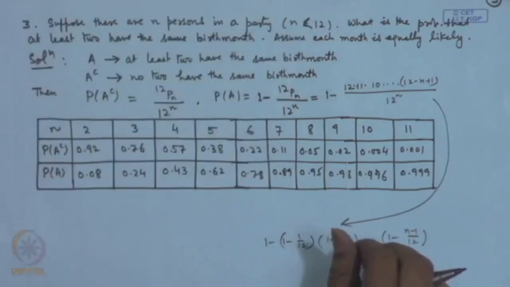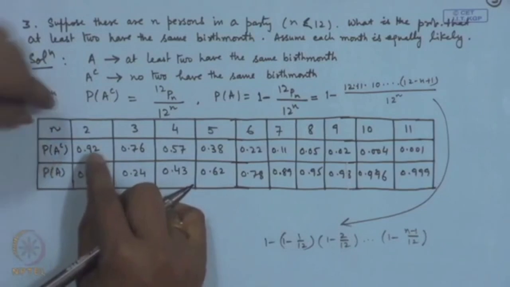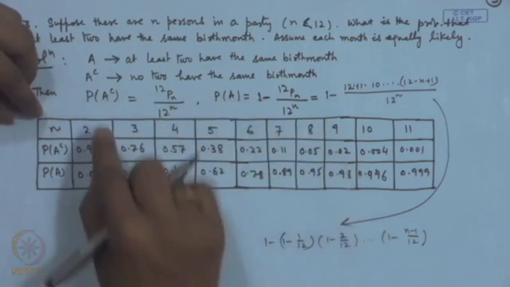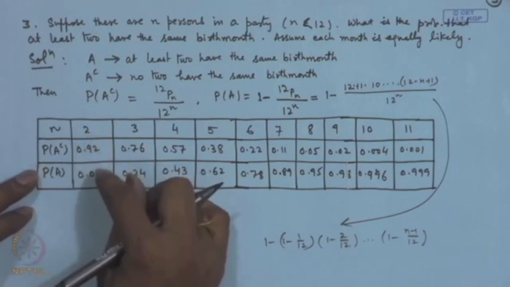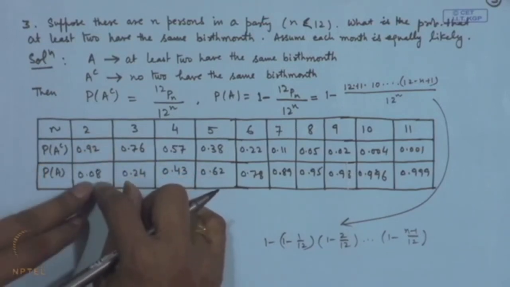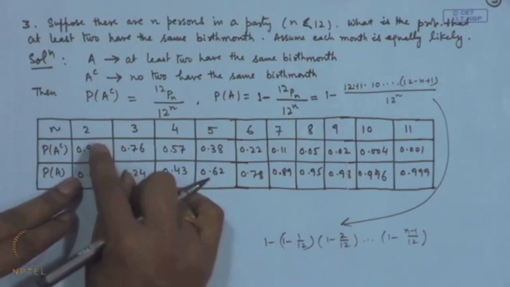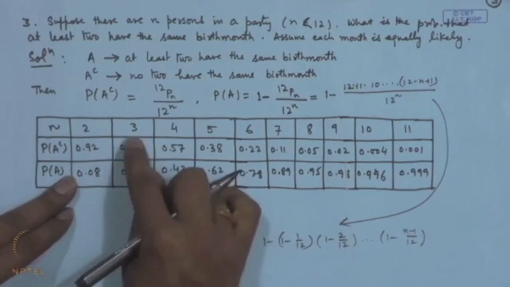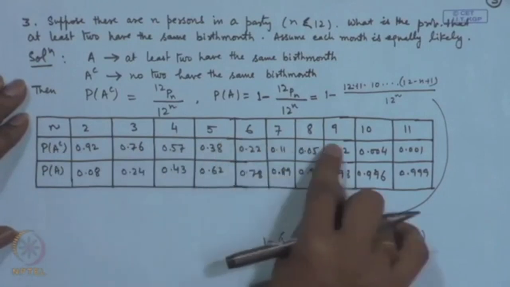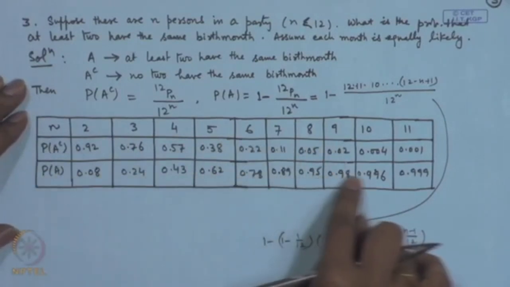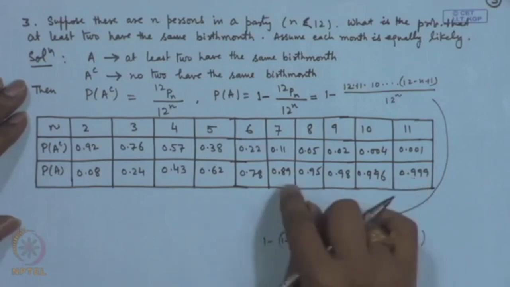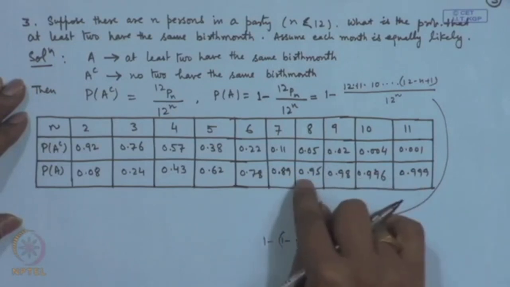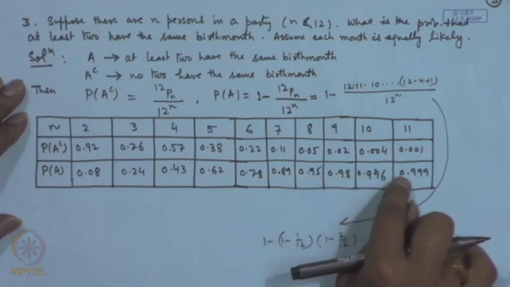Now, just to give an idea about these values, I have tabulated the probability of A complement and probability of A for different values of n. So, you can see here, when there are two persons, the probability that they have the same birth month is quite small, it is 0.08. The probability of A complement is 0.92. The probability of A complement reduces as n increases, and probability of A increases as n increases. As you can see, when there are 11 persons, the value is almost 1 here. In fact, you can see that after 7 persons, the probability is almost 90% that at least 2 will have the same birth month.